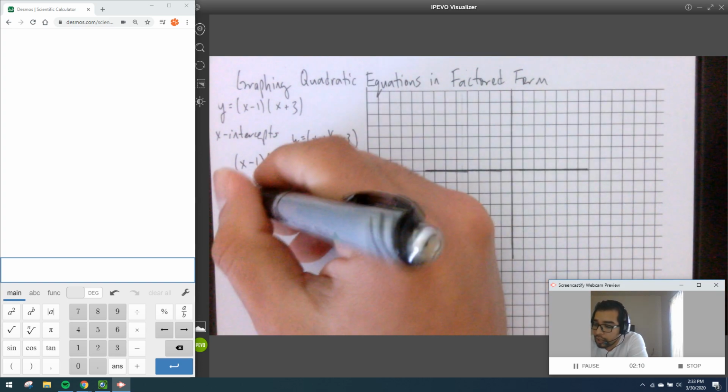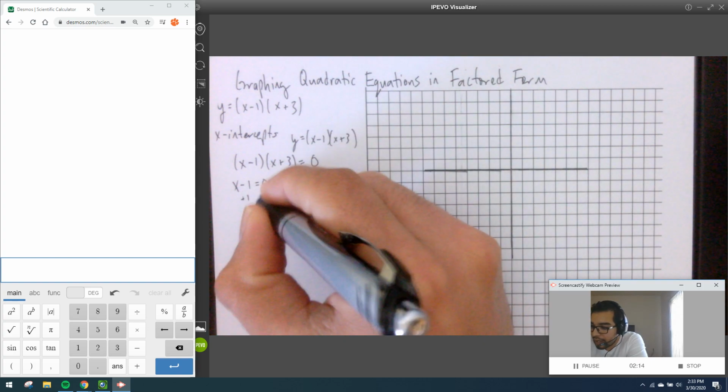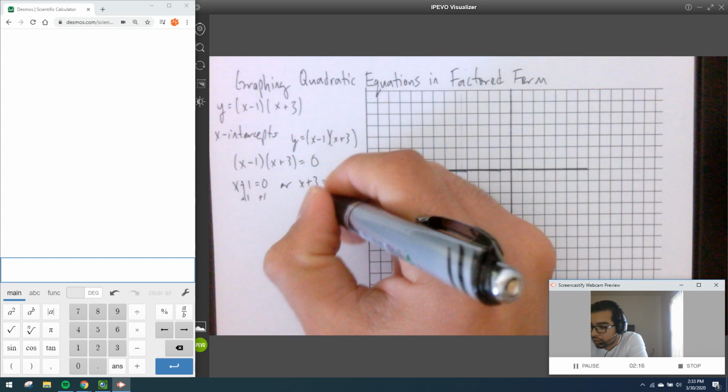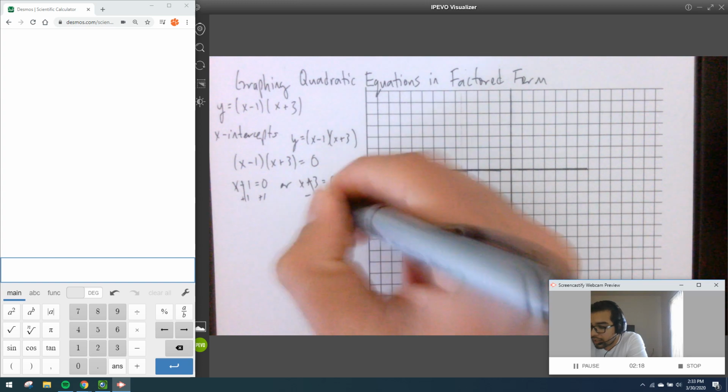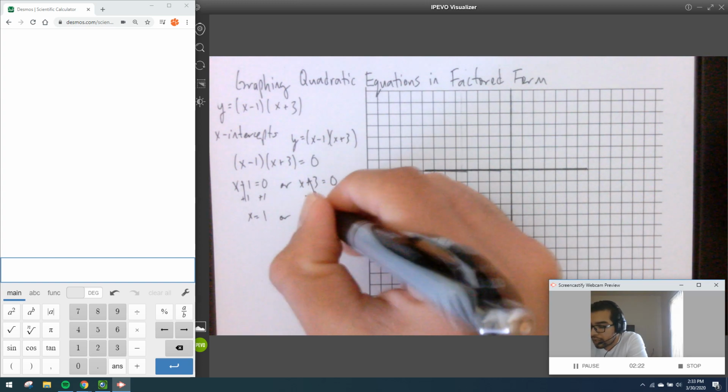I'm going to add 1 to both sides. Subtract 3, subtract 3. These cancel. X equals 1, or x equals negative 3.